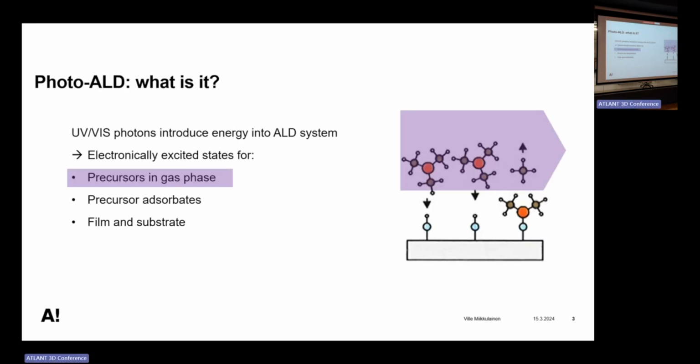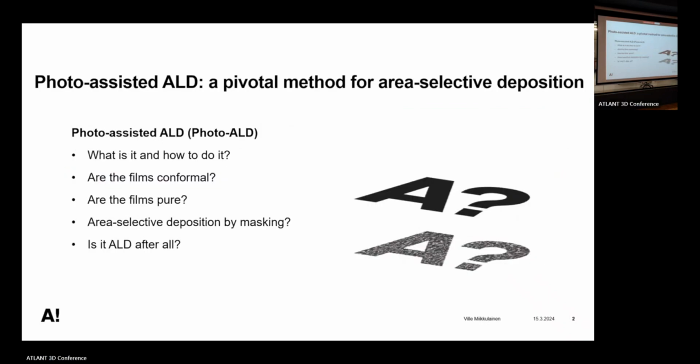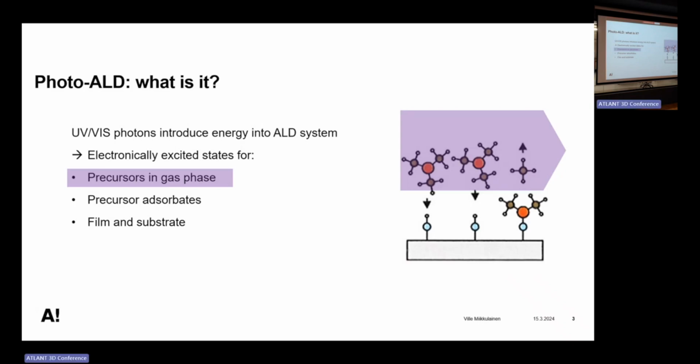So photo ALD, what is it? It's, of course, a matter of definition, and we've defined it so that it's photons in UV or visible range that introduce energy into the ALD system by creating electronically excited states in the valence band of the solid material or in the valence orbitals of the precursor molecules or adsorbents.